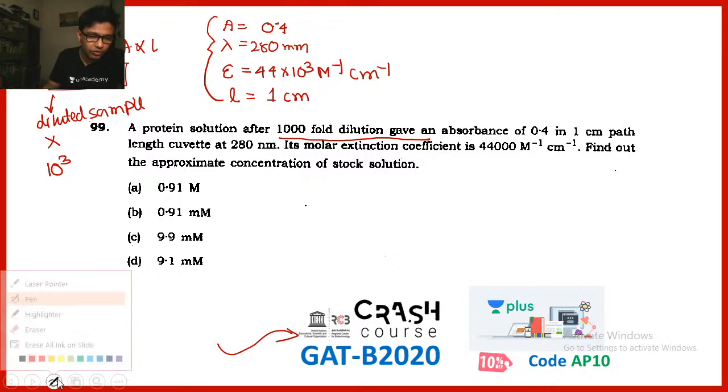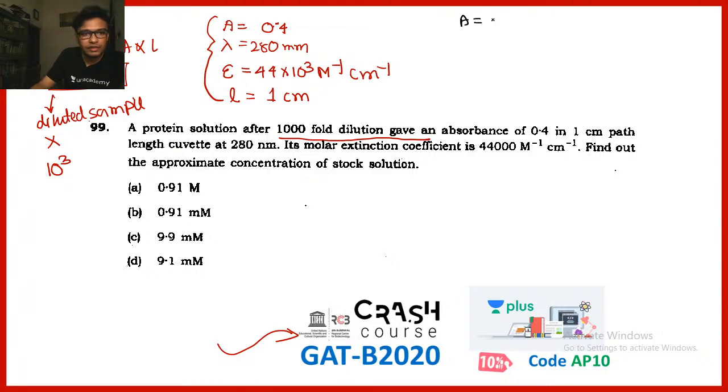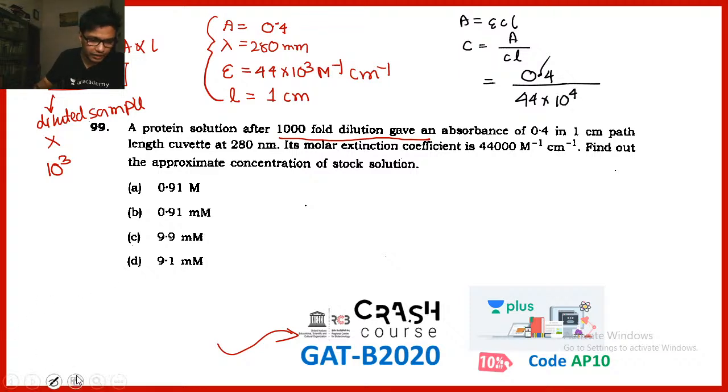So let me also solve in my way, you also solve in your way, okay? So absorbance equal to ECL. So obviously concentration would be absorbance divided by epsilon times L. So let me plug in the values. So this is 0.4, then it would be 44 into, so let me just get rid of this and put a 10 to the power 4 here, okay? So I can do that, right? Simple mathematics.